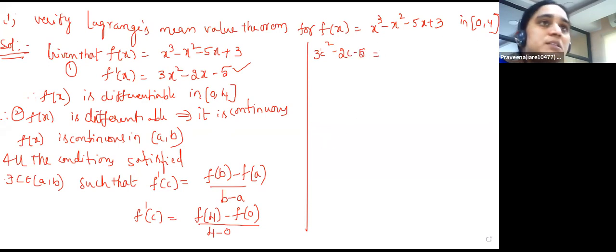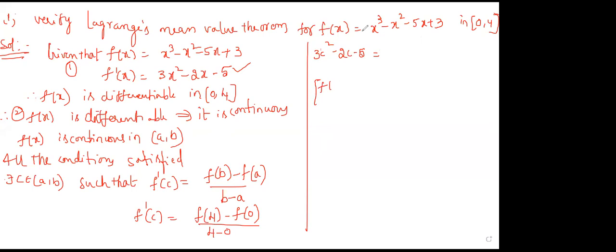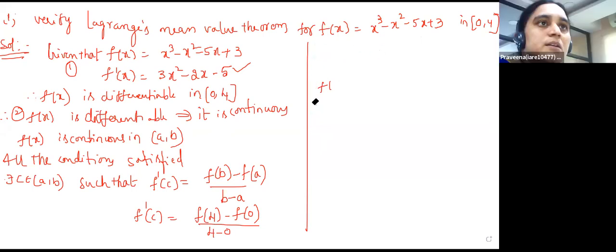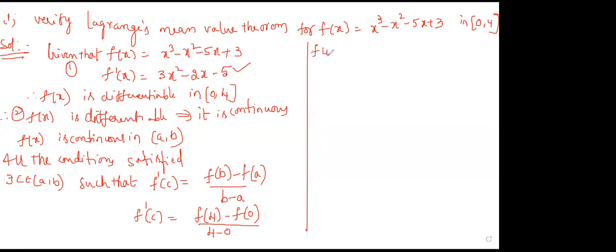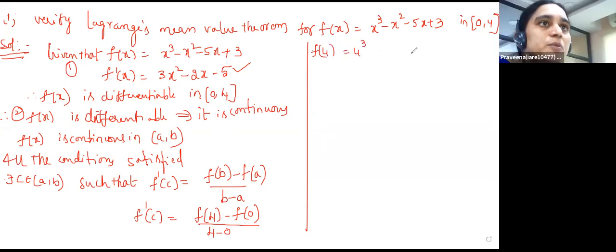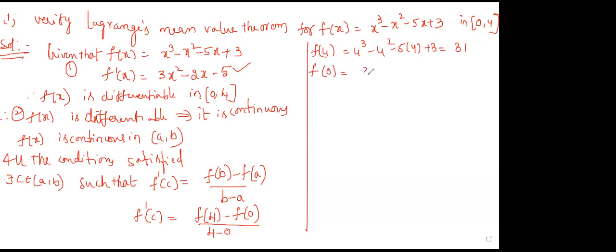And what is f of 4? First I'll calculate f of 4 and f of 0, and after that I'll substitute in the above equation. F of 4 means 4 cube minus 4 square minus 5 into 4 plus 3. That is equal to how much? 31. And f of 0 is 3.